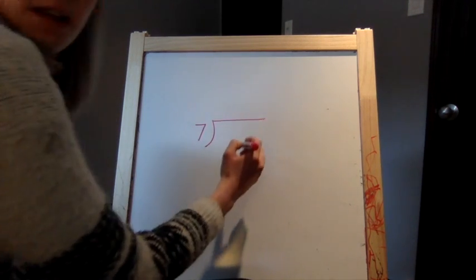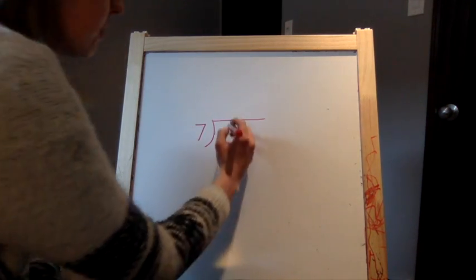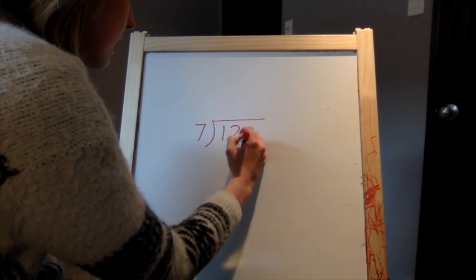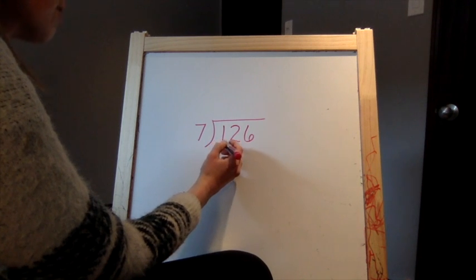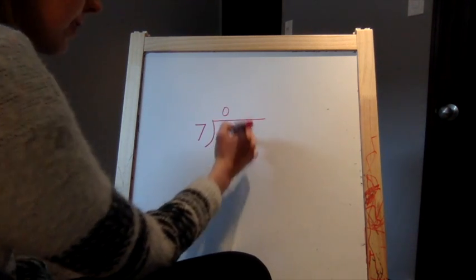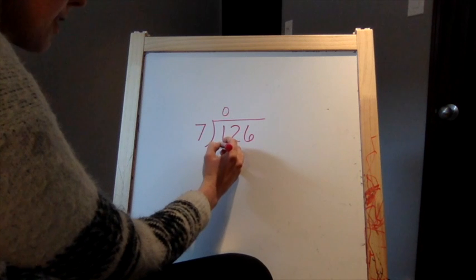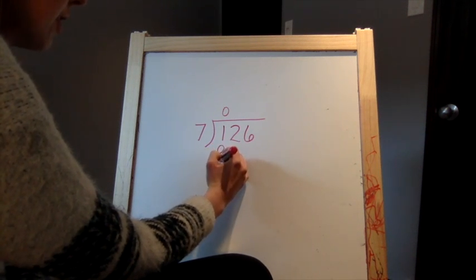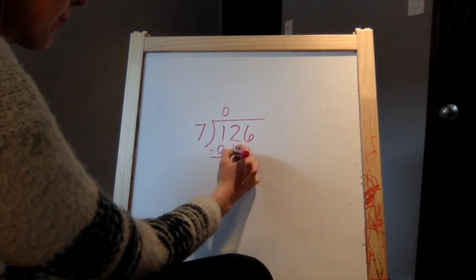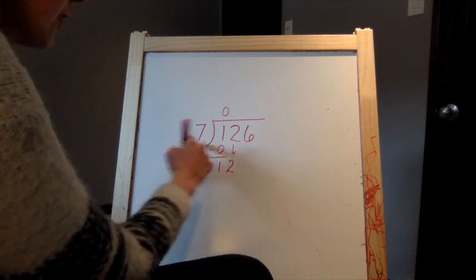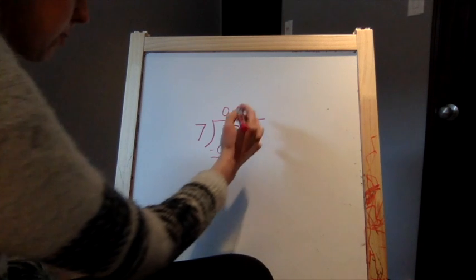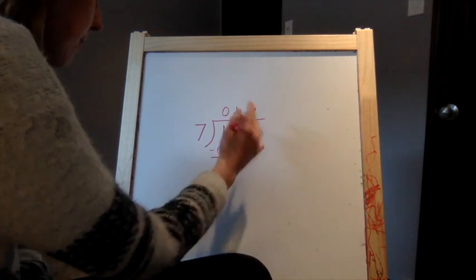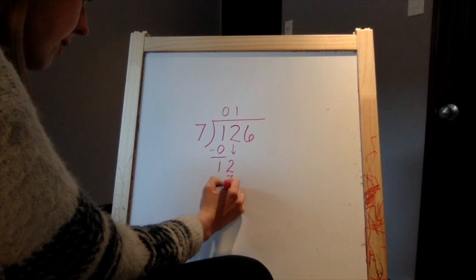So I'm going to do 126 divided by 7. So 7 goes into 1 no times. We can't fit 7 in there. 7 times nothing is 0. So my difference is 1. I bring down the 2. Now 7 goes into 12. I can only fit one 7 into 12. 7 times 1 is 7.